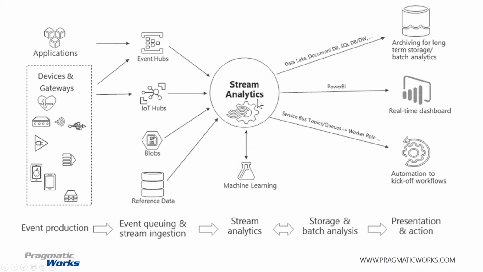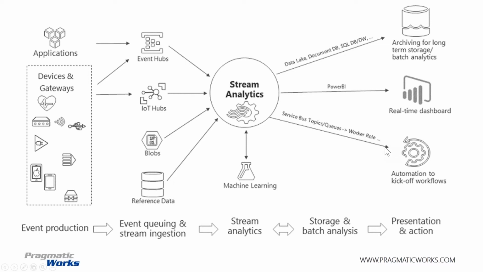So we're going to create an event hub, we're going to create a Stream Analytics job, and then we're going to send the output of that Stream Analytics job to Power BI in our demo today, but we can also archive it to long-term storage for some later batch analysis. We can also pass it to another service bus, another event hub if we'd like, that would then trigger some automation and workflows based off of, again, the analysis we do on the data as it's streaming in.